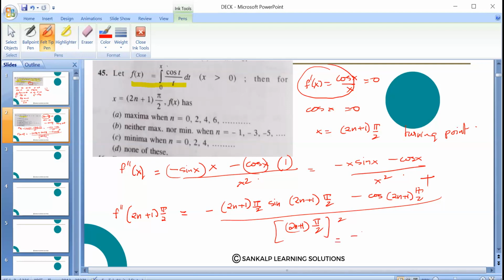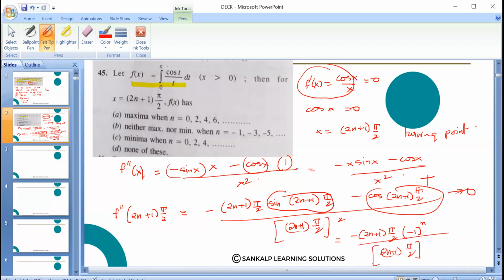So this will be minus 2n plus 1 pi by 2 into the sine of odd number into pi by 2. It will be plus or minus 1. Minus 1 power n you can write. Like if n is 1, sine 3 pi by 2 will be minus 1. That's why minus 1. And this will anyhow become 0, cos pi by 2 are 0, by 2n plus 1 pi by 2 whole square. So one 2n plus 1 pi by 2 will cancel.